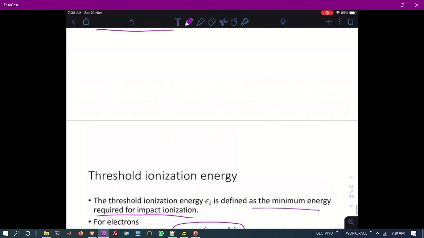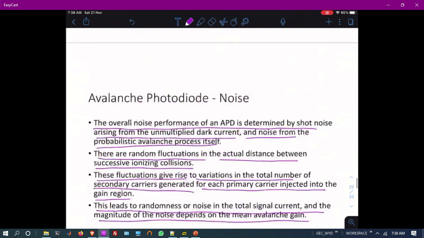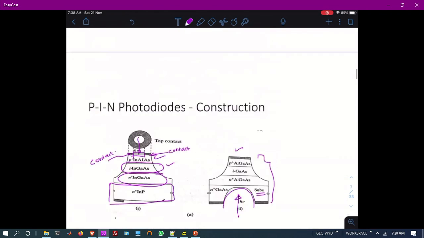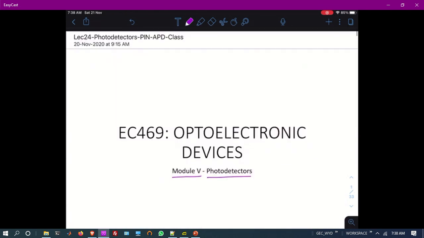Fine. So I think we have covered a good amount of portion. Please have a look at these slides and let me know if you have any doubts.